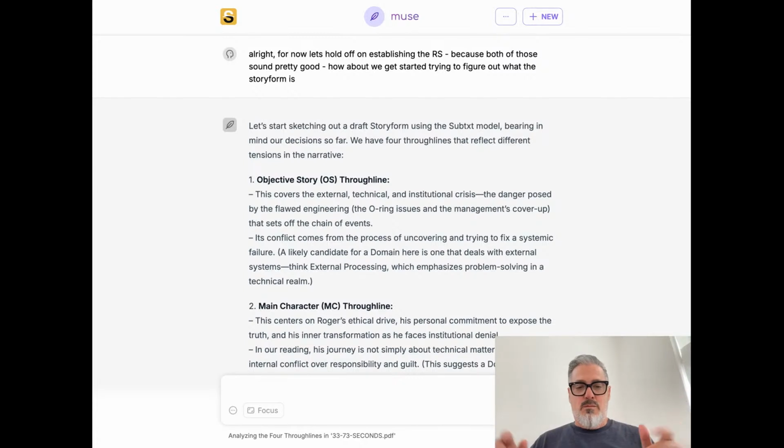It works exactly the same as domain, but the shape of it in the new model is external processing. So I'm looking at all the conflict that's going on in this O-ring issues and management cover up, and it's a problem with how people do things, how they process information, how they appreciate what's going on, who takes over control, that kind of stuff.